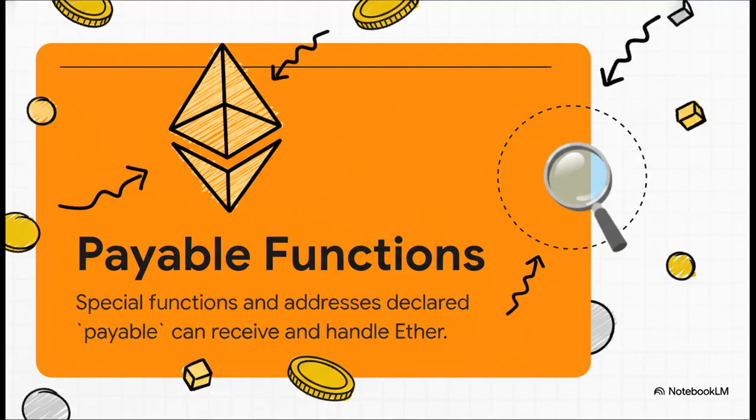So what about money? How do contracts even receive Ether? It's actually incredibly simple. It's just one keyword, payable. When you mark a function as payable, it's like opening up a mail slot on your contract specifically for Ether. You're telling the entire network, hey, this function right here, it's allowed to accept money.